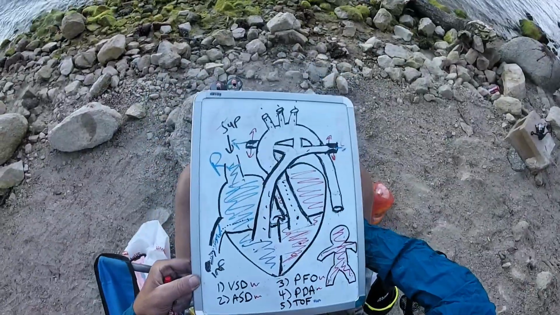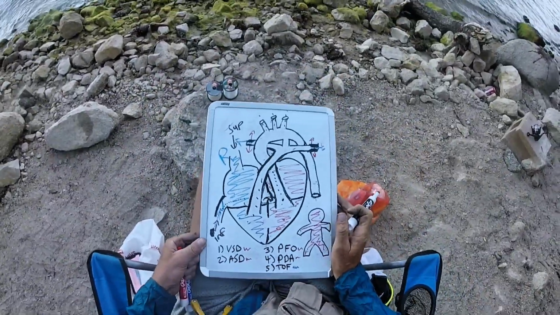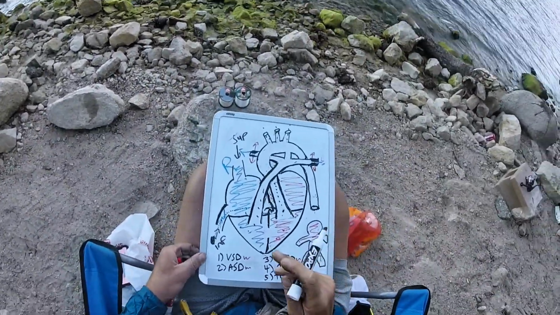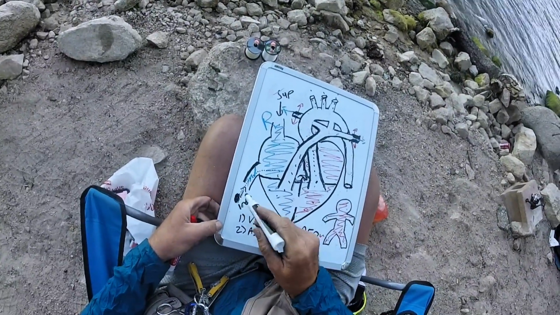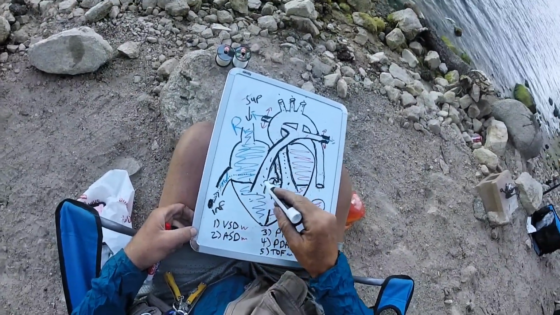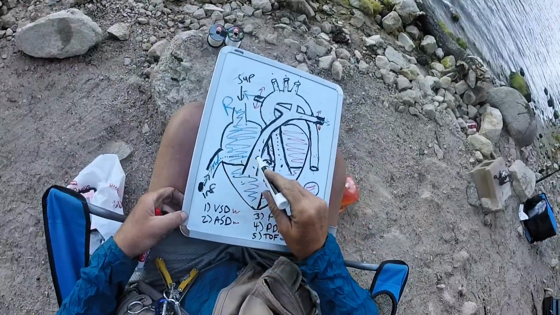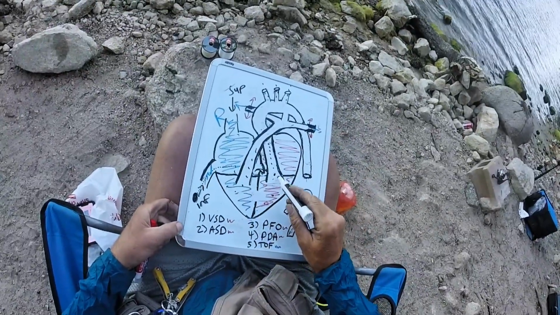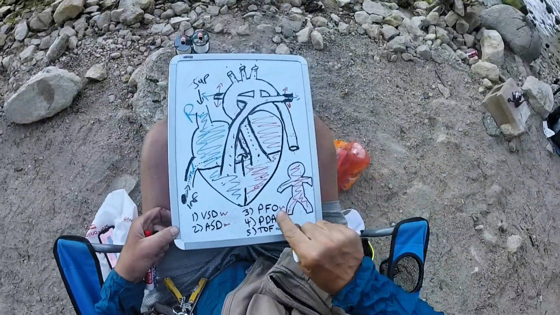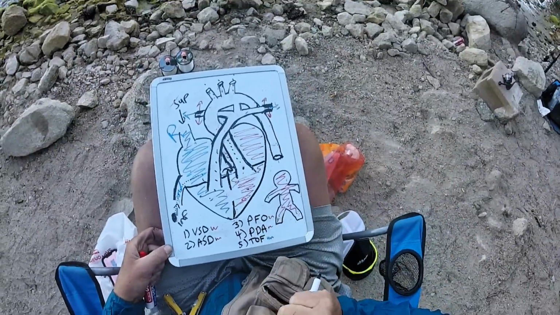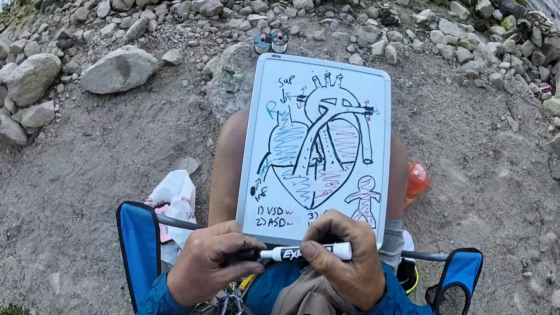Okay, this is called paradoxical embolization, because it is paradoxical for an embolus coming from the systemic circulation to not go and get stuck in the lungs, but to make it out here to the systemic circulation and get stuck in the brain or some other place. Okay, so that is a patent foramen ovale.